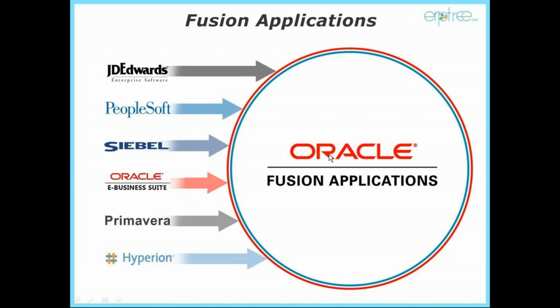So by taking the best solution from the different ERP and enterprise products, they built the ultimate product called Fusion Applications. Now, if any client is looking for an ERP solution and opts for Fusion Applications, they are going to get the best out of different ERP solutions in one product.